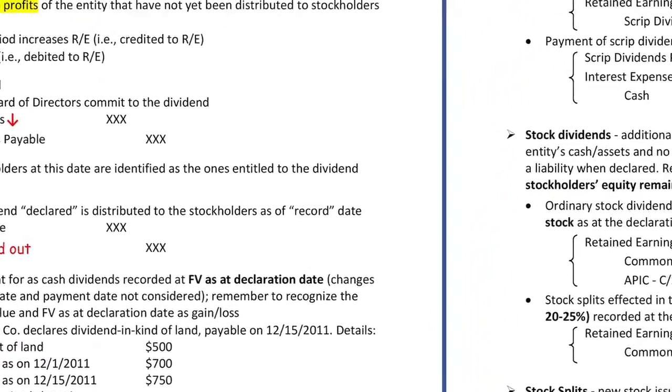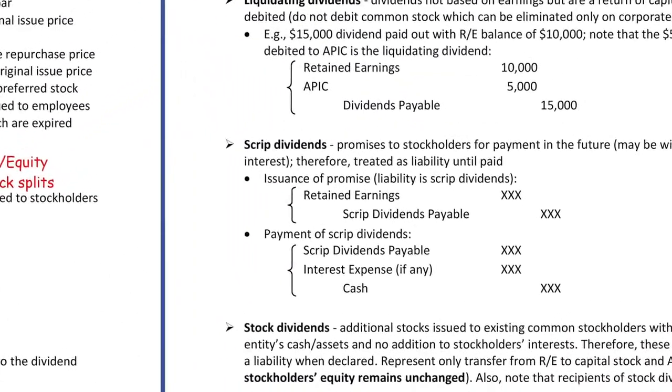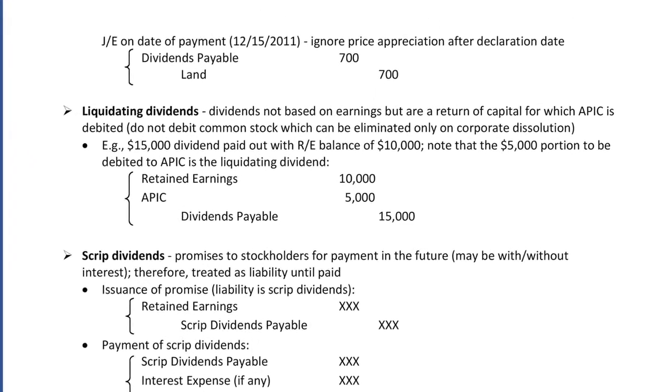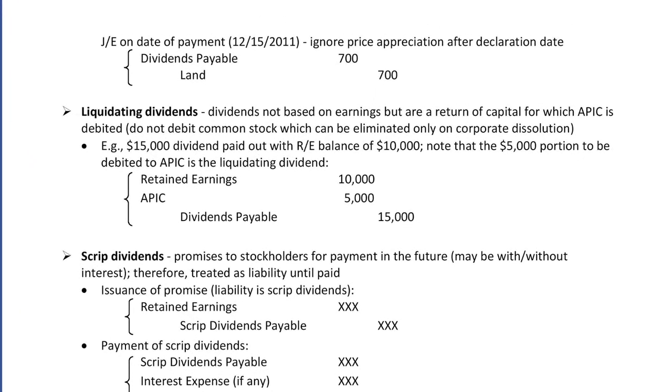Moving on to page 21, you have the journal entry on the date of payment, 15th December. So you have dividend payable, the liability of 700. Now the cash is paid out, right? Paid out.